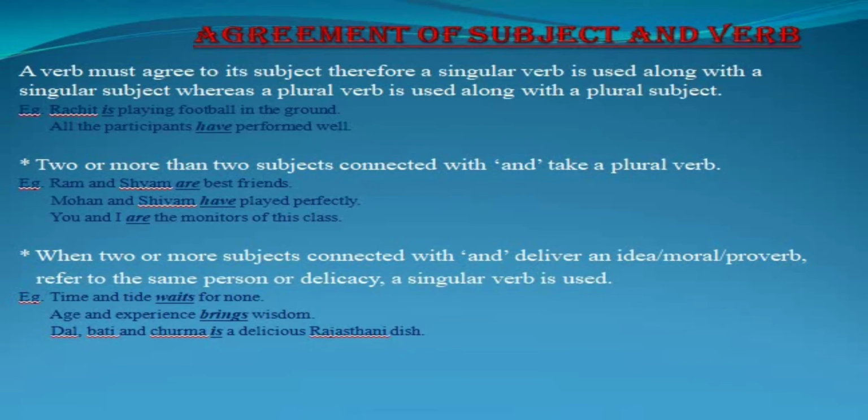Next point, when two or more subjects connected with 'and' deliver an idea, moral, proverb, or refer to the same person or delicacy, a singular verb is used. For example, time and tide waits for none. Age and experience brings wisdom. Dal bati and churma is a Rajasthani dish. Here there are multiple subjects, but these subjects either refer to the same person or dish or deliver an idea or moral. Therefore, in these cases, we use a singular verb.